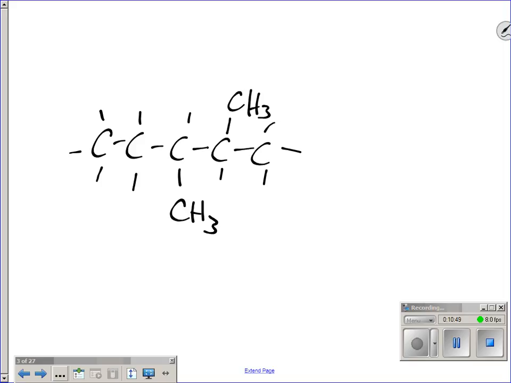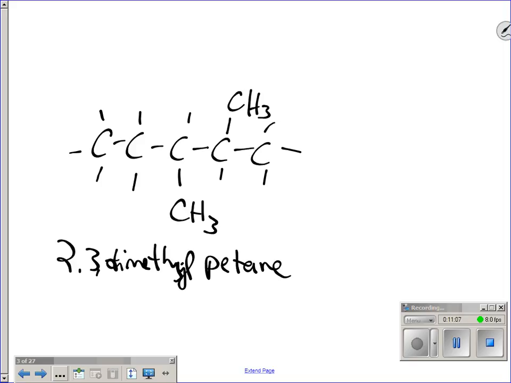Raise your hand when you've got it. Alvin? 2,3-dimethyl. So tell me what was your thought process? A little longer string. Okay, so did you count from left to right or right to left? As you're starting to move on to your next explanation, how did you count? Because you counted 1, 2, 3, 4, 5. Why did you count from here to here versus here to here? Because 2 and 3 is smaller than 3 and 4.